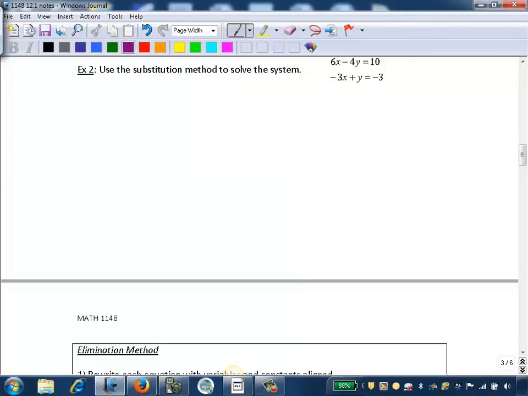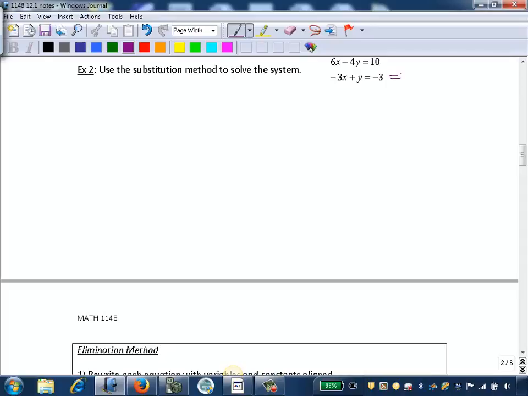Example 2. Use the substitution method to solve the system 6x minus 4y equals 10, negative 3x plus y equals negative 3. So I know I want to choose one of the variables, either x or y, in one of the equations and isolate it first. If I look at the second equation, the y has no coefficient. Its coefficient is 1, so this would be the easiest one to isolate. So I'm going to choose the second equation to isolate that y value.